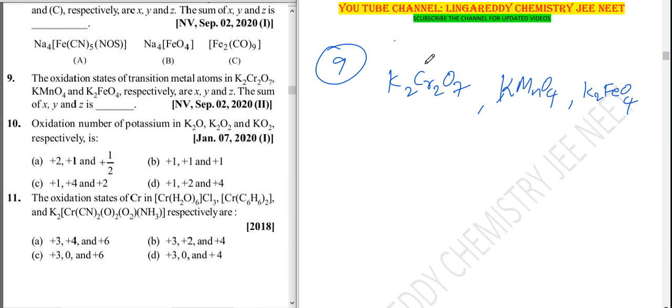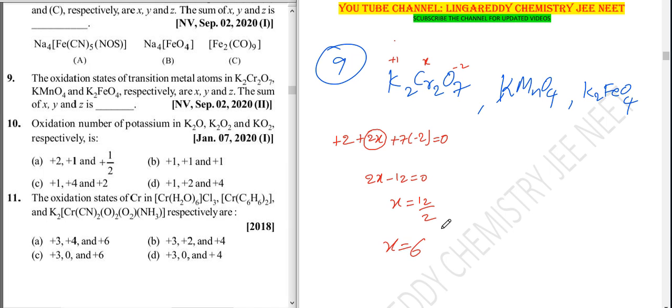In K2Cr2O7, if I take the oxidation number of chromium as X, the potassium is +1 and oxygen is -2, then +2x. Students will make the mistake here of taking it as X only. You have to take 2x, since 2 chromiums are there, then +7 into -2 equal to 0. Why is it 0? It is a neutral molecule. Then -14 plus 2x, that means 2x minus 12 equal to 0, x equal to 12 by 2.